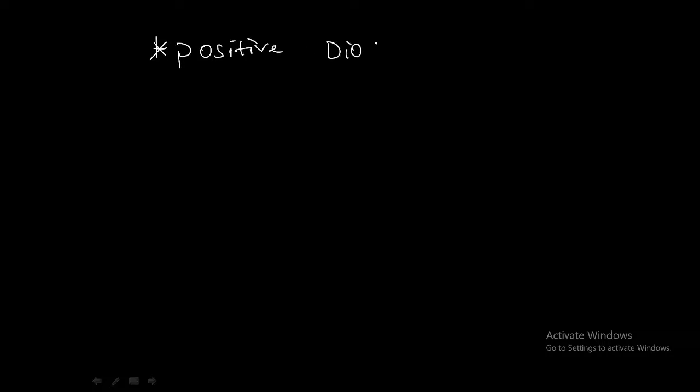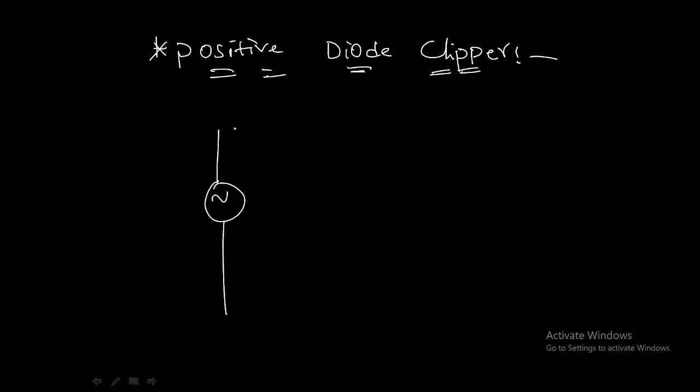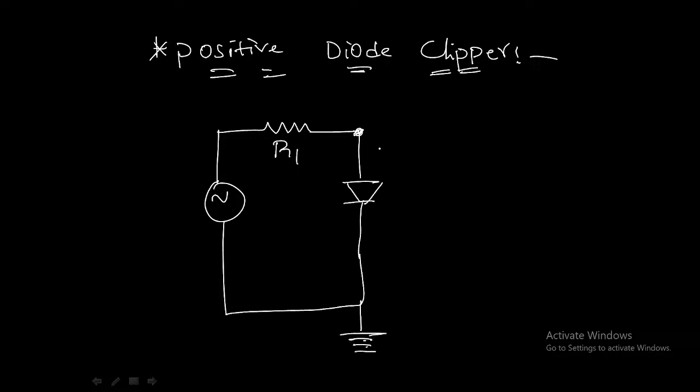Positive diode clipper. So let me draw the diagram for a positive diode clipper. Here we have a voltage source, and let's say this is resistance R1, and this is our diode. It is connected to ground like this, and here we have the load resistance RL. So across this load resistance, we will get the output.